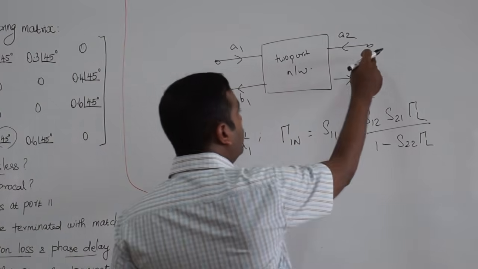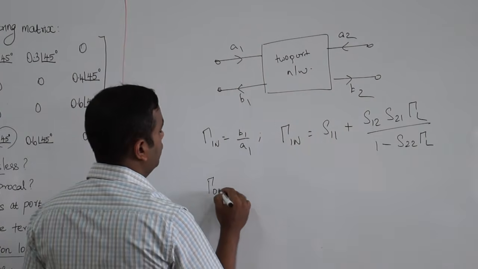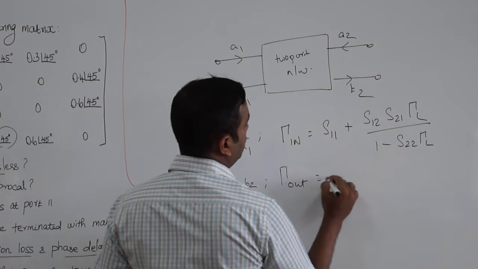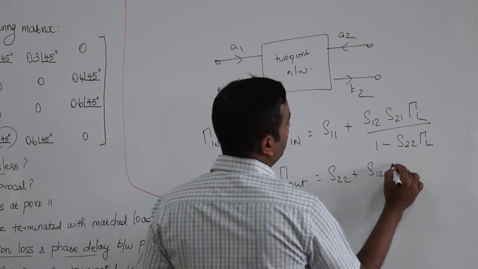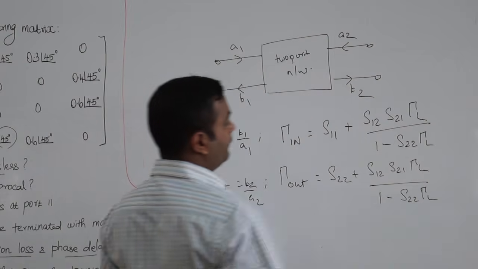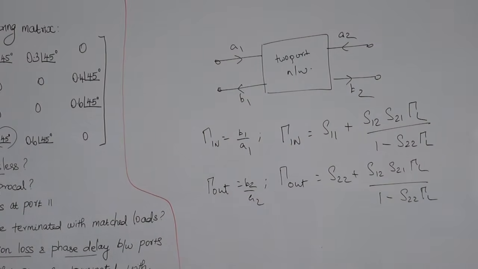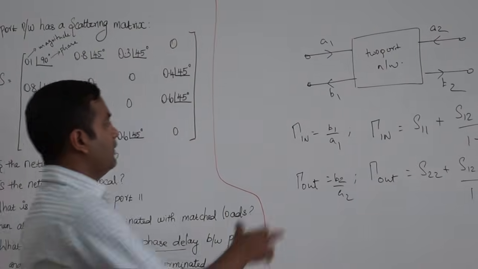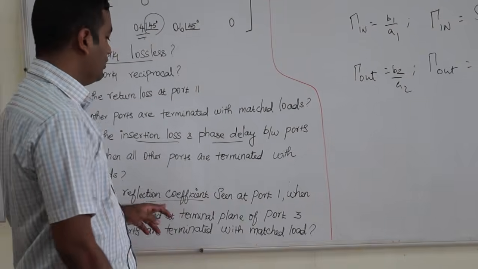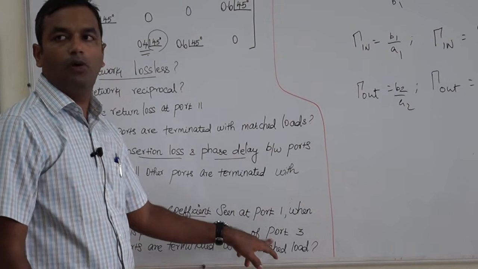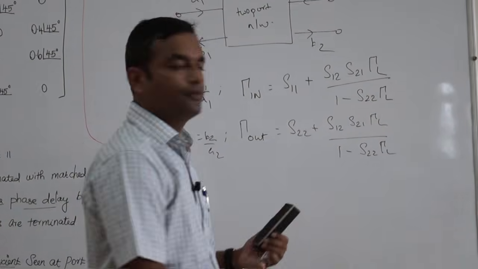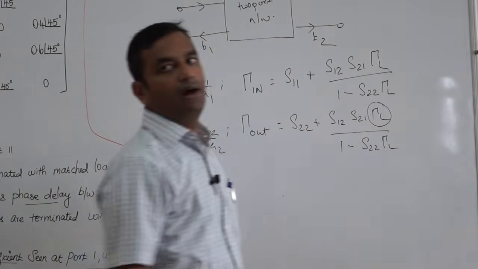Suppose you want to compute the output reflection coefficient, gamma out will be nothing but B2 by A2, which is given by gamma out is equal to S22 plus S12 S21 gamma L by 1 minus S22 gamma L. So this is the general equation for calculating the reflection coefficient, whether it's the input reflection coefficient or the output reflection coefficient. Here we have a different condition where we want to find out the reflection coefficient between port 1 and port 3. But before we jump onto this, we will address what this gamma L value is.